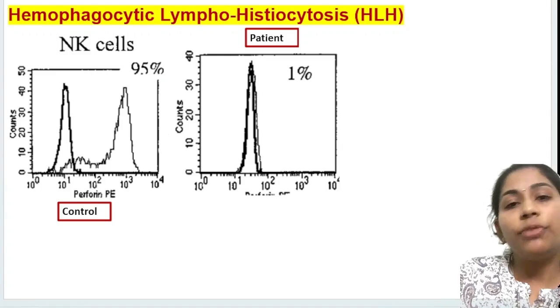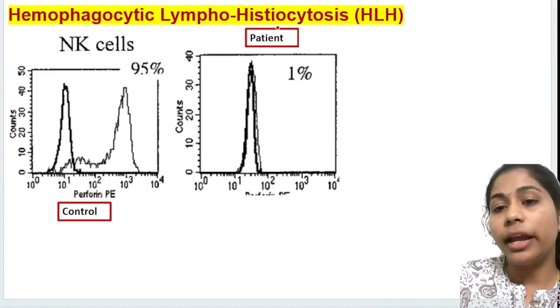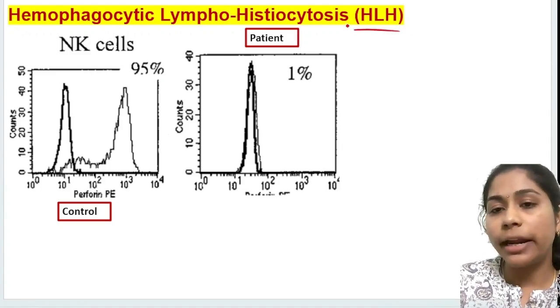Then we'll go with the third WBC disorder, HLH. How is flow useful in identifying HLH?